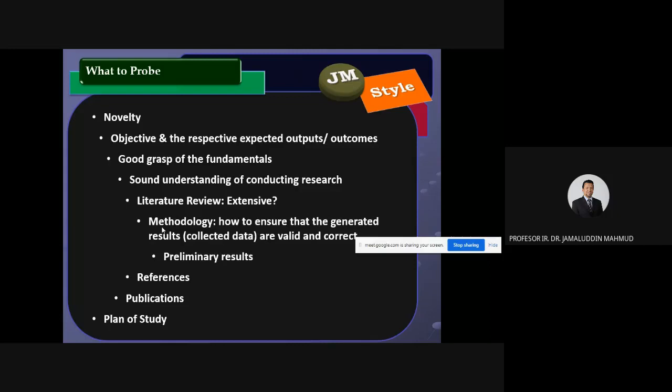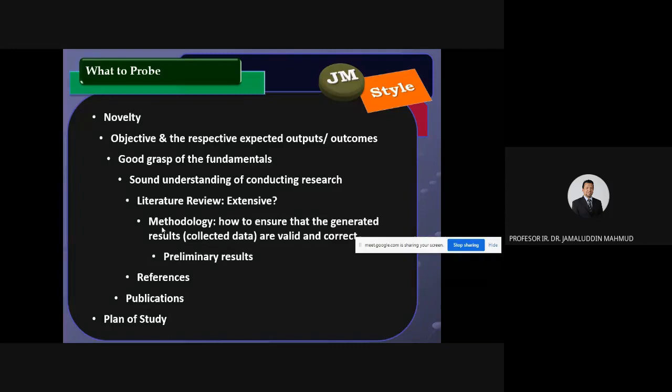This is my style, my JM style. I will ask one question, which is usually a common question during the viva session: what is the novelty of the work? Then I will also probe the objectives and the respective outcomes or outputs, because this will prove the novelty of the work. And then I will probe the fundamentals, whether the students have solid fundamentals, know all the theories, or what needs to be done.